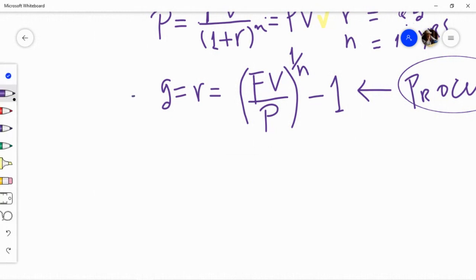So this type of rate is also called CAGR. What does that stand for? What does CAGR stand for? Cash advance growth rate. No. Compounded annual growth rate. Okay.